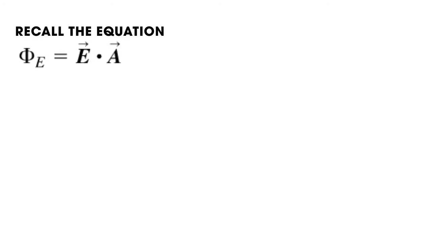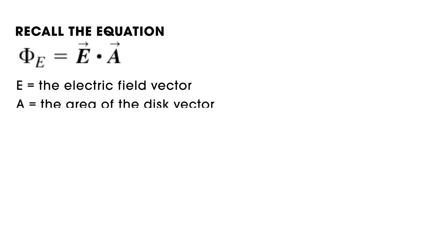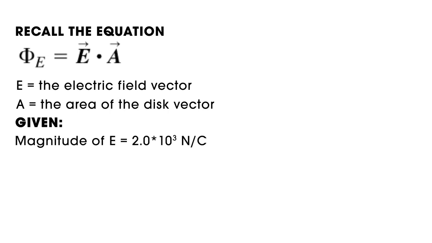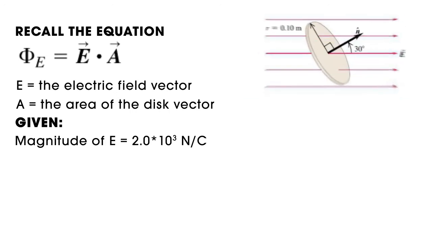In order to begin a problem like this, the best way to start is to remember all of your equations and then write down everything that you are given. What I have done on this page is write the equation of electric flux, which is equal to the electric field dotted with the area. Recall that we were given the magnitude of the electric field, 2.0 times 10 to the third newtons per coulomb. We don't have to do any conversions because that's already in standard form.